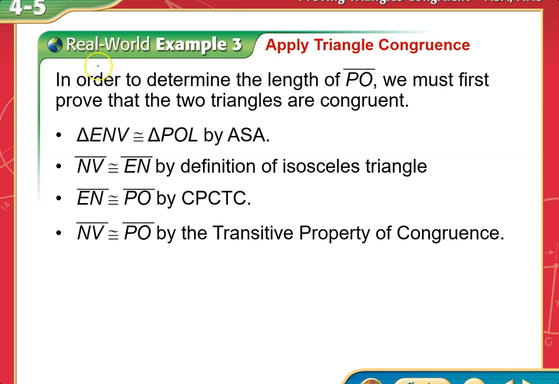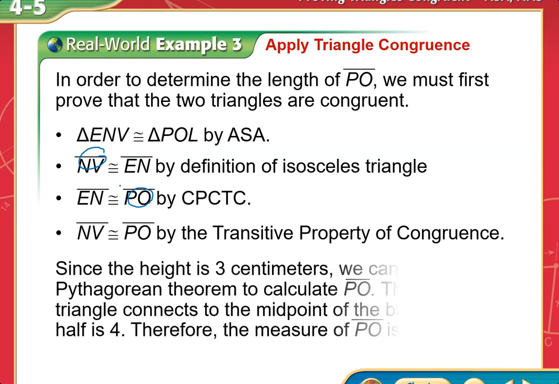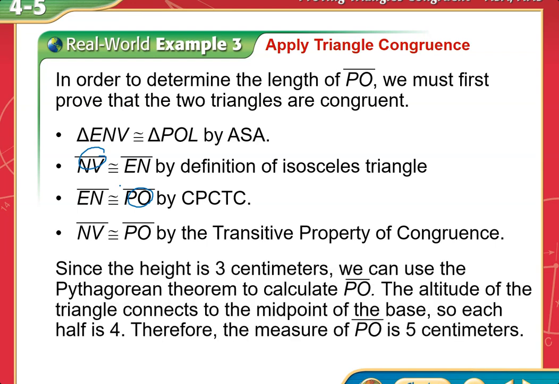This is what we have. We have NV congruent to EN, and we have EN being congruent to PO. Therefore, NV is going to be congruent to PO. It's called the transitive property. And since the height is 3 centimeters, we can use the Pythagorean theorem to calculate PO. The altitude of the triangle connects to the midpoint of the base, so each half is 4. Therefore, the measure of PO is 5. We have a 3, 4, 5 right triangle. Go back and look at the picture to verify those measurements.